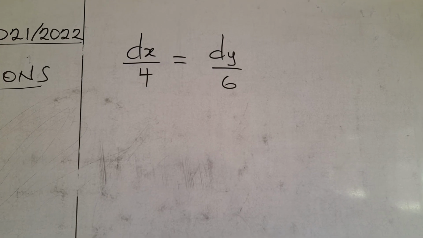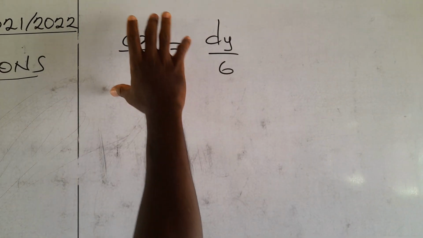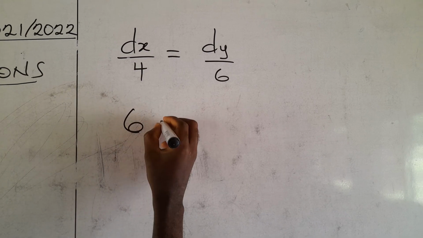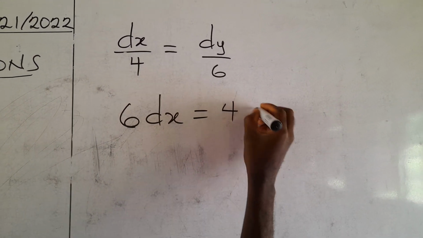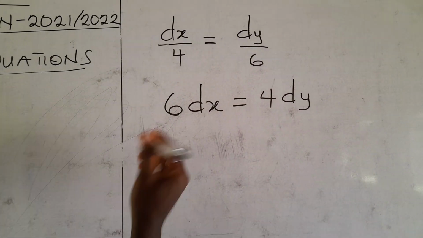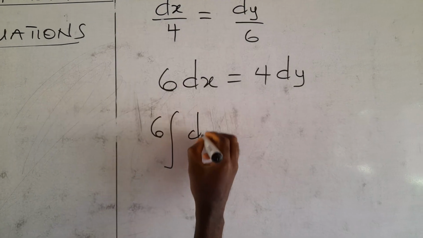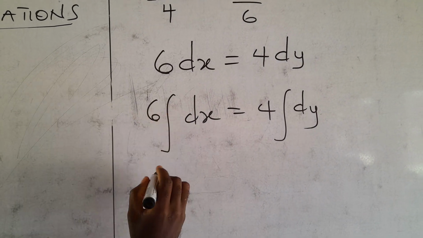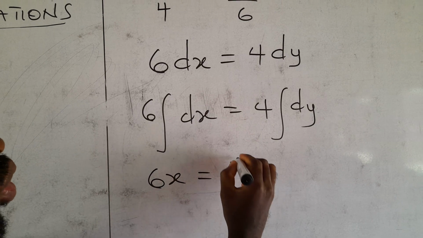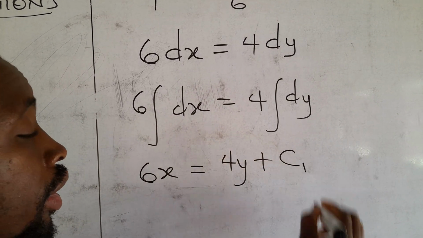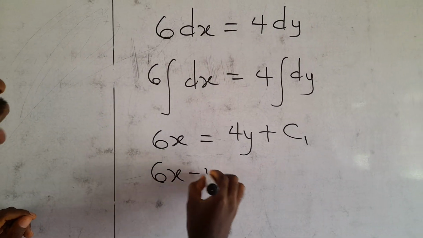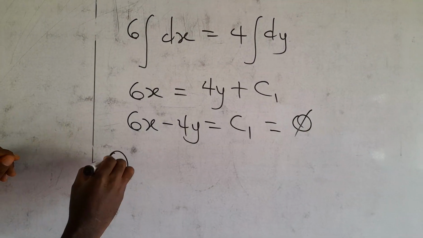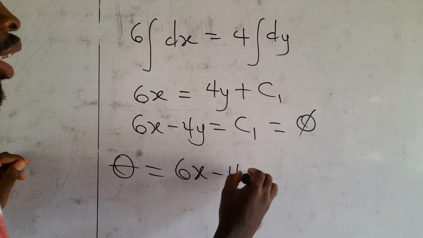We are trying to find the first constant, which will be π. So we equate the first two to each other: dx over 4 equals dy over 6. We cross multiply and get 6 dx = 4 dy. We integrate both sides, so 6 ∫dx = 4 ∫dy. Integrating, we get 6x = 4y + c1. So 6x − 4y = c1, and this will be equal to our π. So we can identify that π = 6x − 4y.